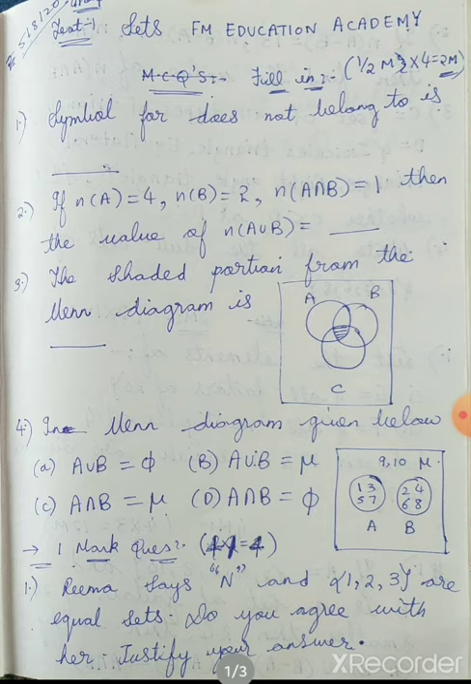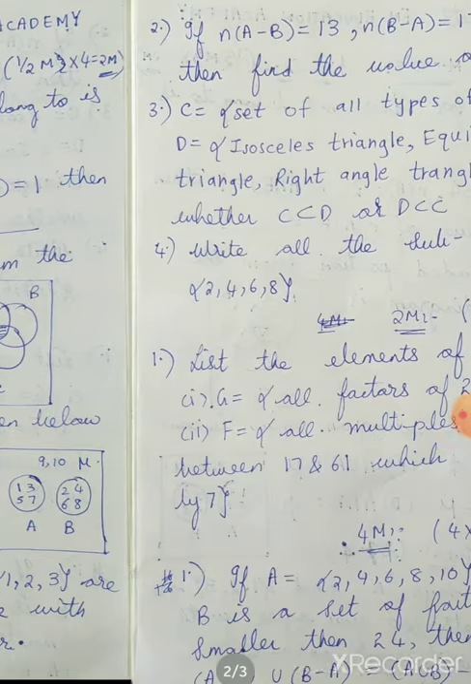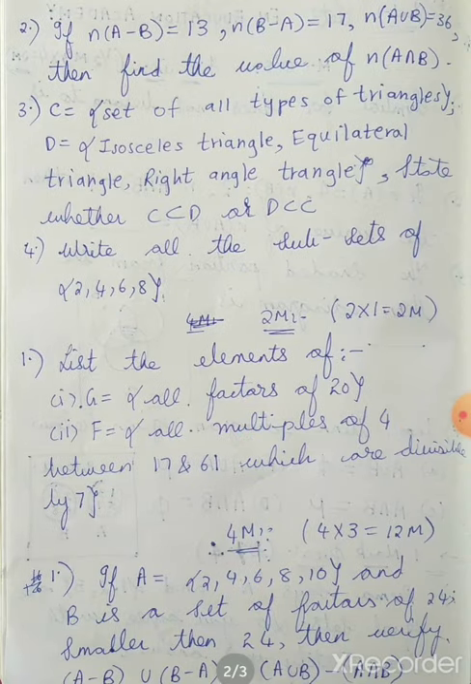The first question is, Rima says N and set {1, 2, 3} are equal sets. Do you agree with her? Justify your answer. Now here N indicates natural numbers. The second question is, if n of A minus B is equal to 13, n of B minus A is equal to 17, n of A union B is equal to 36, then find the value of n of A intersection B.